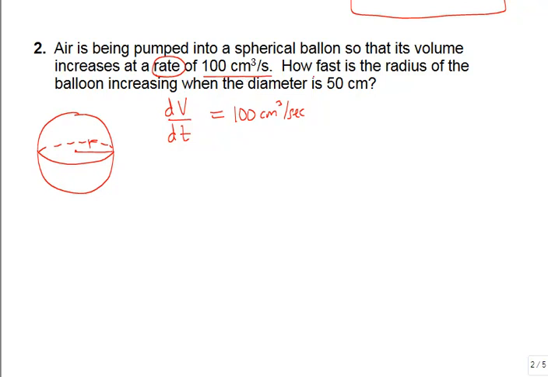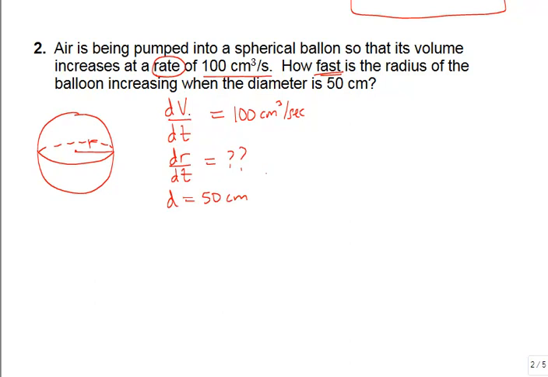The next thing it says is how fast is the radius of the balloon increasing. Now fast is a word that's asking about a speed or a rate. And again, speeds and rates are derivatives in calculus. So how would we label the derivative or the speed of the rate of change of the radius? Well, we would call that dr over dt, the rate of change of the radius over time. And that's what we're looking for. So that's going to be our unknown. And we want to know that when the diameter is 50 centimeters.